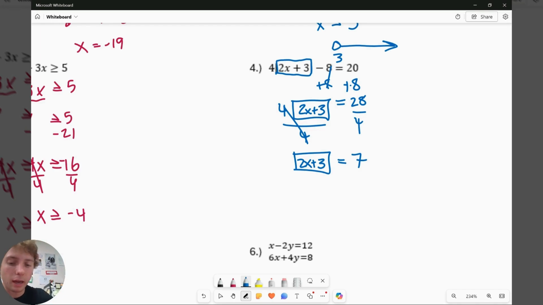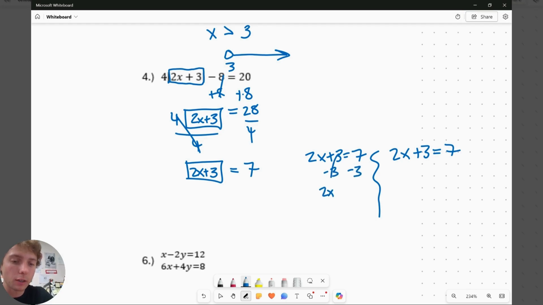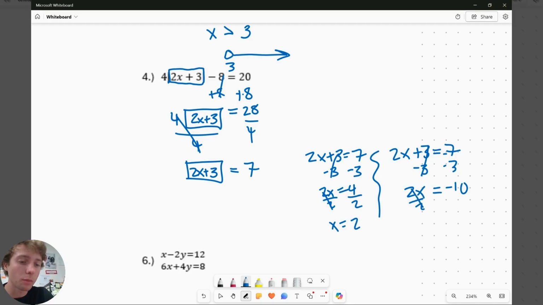So once you've done that, once you have the box by itself, the next thing you need to do is you create 2 separate equations. One that is equal to positive 7, one that is equal to negative 7, and you solve both of those. You get 2 separate values in doing this. One value, which is x equals 2. Make sure that's equal to negative 7 for the second equation. Mine was positive at first. Make sure the second equation is negative. Divide by 2 on both sides, and now I get x equals negative 5. Those would be your two solutions for number 4.